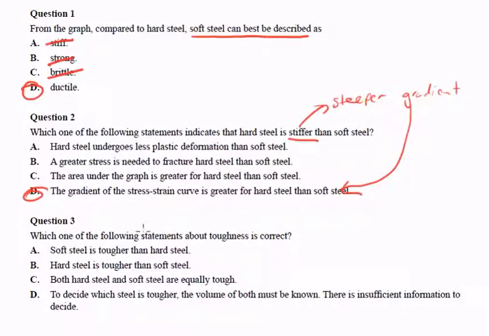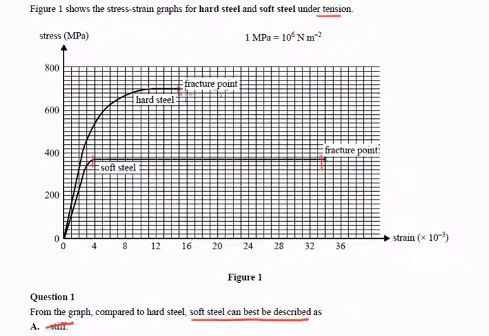Number 3. Which of the following statements about toughness is correct? Toughness is the area under the graph till breaking. Which of those two has a bigger area under the graph until breaking? Is it hard steel with all this area? Or is it soft steel with all this area? It turns out it's soft steel.